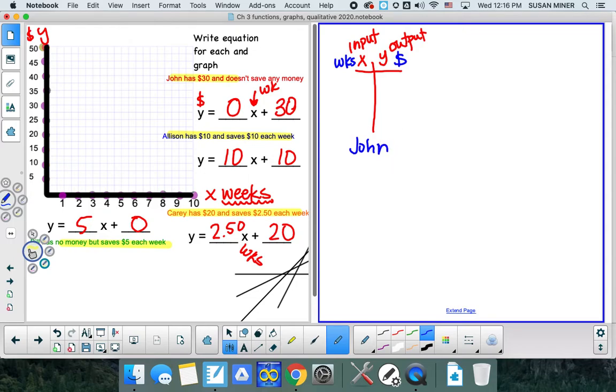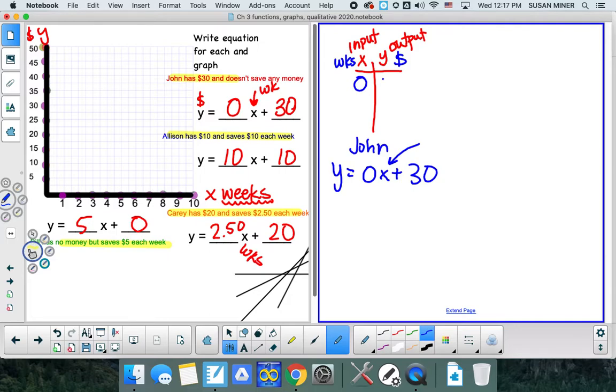Let's choose a number to start with. And Ms. Miner always chooses 0 as the first number. Always, because 0 is super easy to calculate. It's also going to tell me exactly where my graph starts on the y-axis. So let's put a 0 in here for x, right? So now I'm taking John's equation, y equals 0x plus 30, and I'm going to input a 0 right in there for x. So I'm saying if no time has gone by and I haven't saved any dollars yet, no weeks have gone by, how many total dollars does John start with?